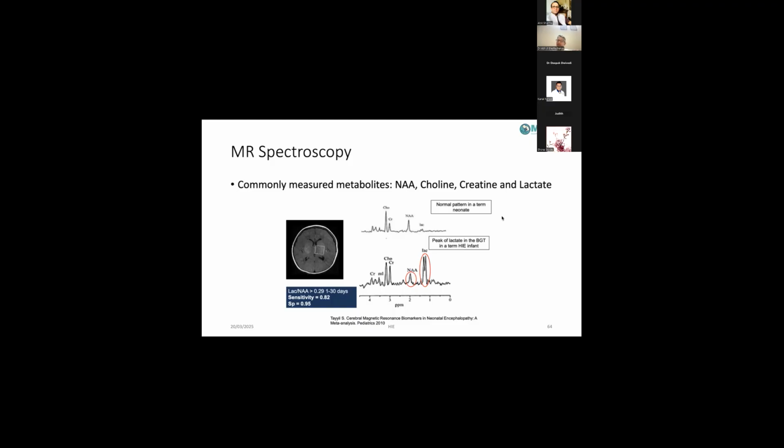With the great masqueraders, you might not see the plaque, but you go and put your voxel, the area of interest, there, and you don't see that lactate peak. Rather, you will see a glycine peak. That's how you know this is not actually HIE. This is actually hyperglycemia, right? We can't see the plaque, but we can make the differentiation with the spectroscopy, right?